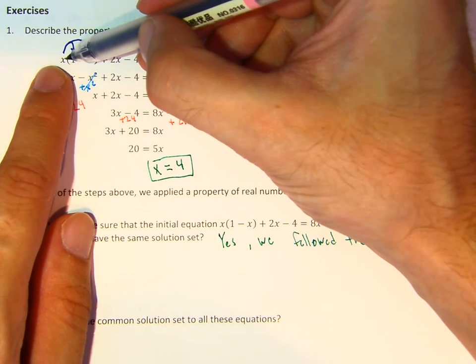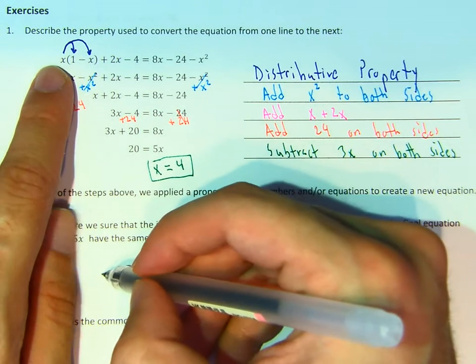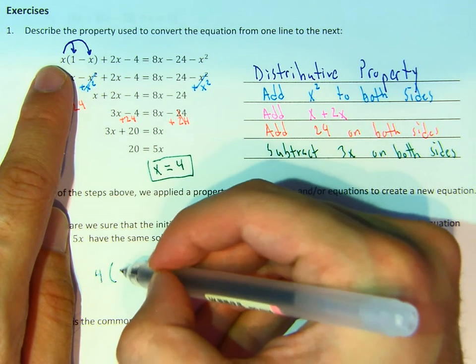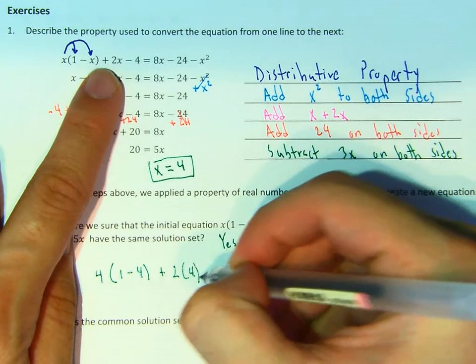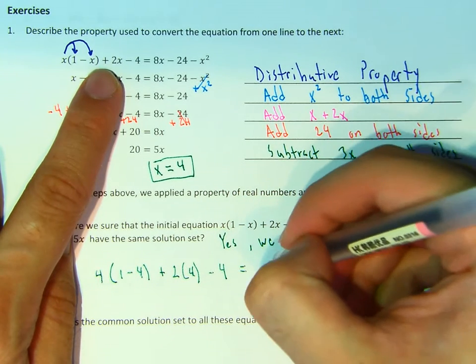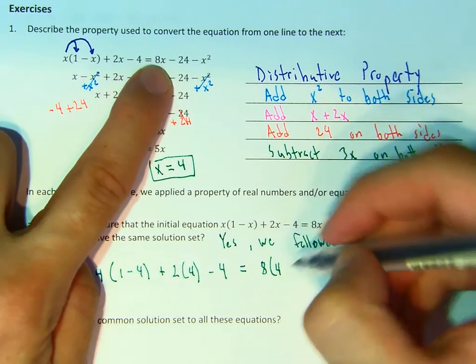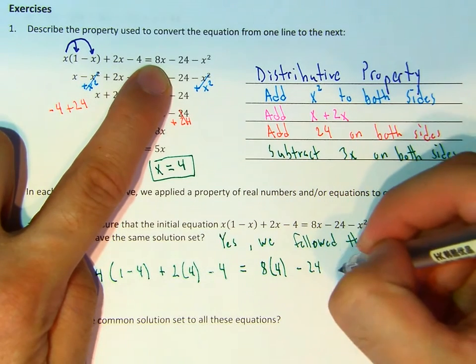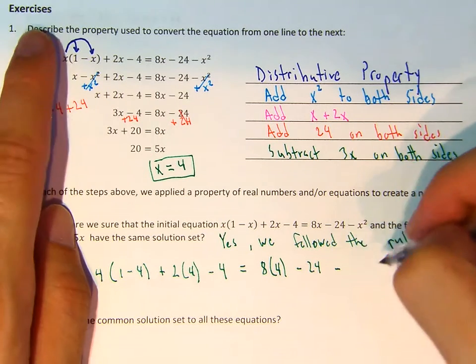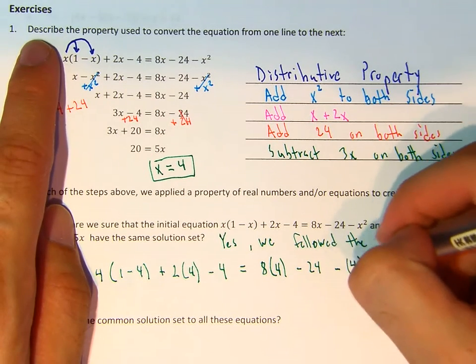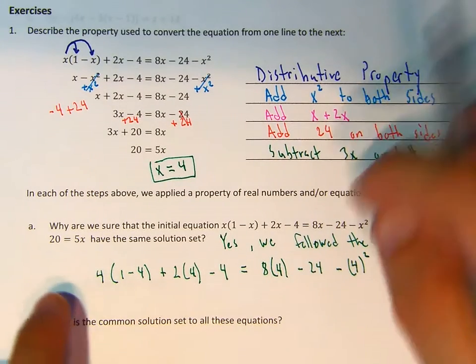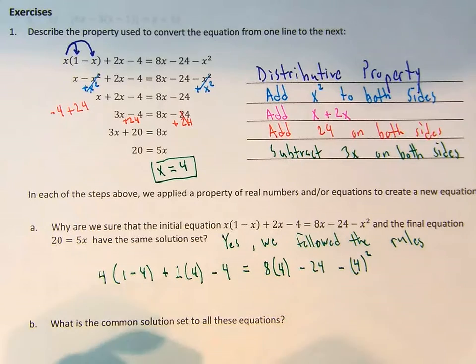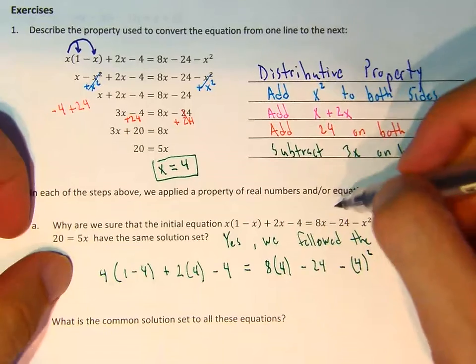Anywhere I see x, I'm going to put 4. So notice it's 4 times (1 minus 4), plus 2 times 4 minus 4, is equal to 8 times 4 minus 24 minus (4), the whole thing squared. And notice how when we actually solve through this problem, we're going to get one side equal to the other side. So what I'd like you to do is just check it real quick by yourself. Let's see if this actually works.